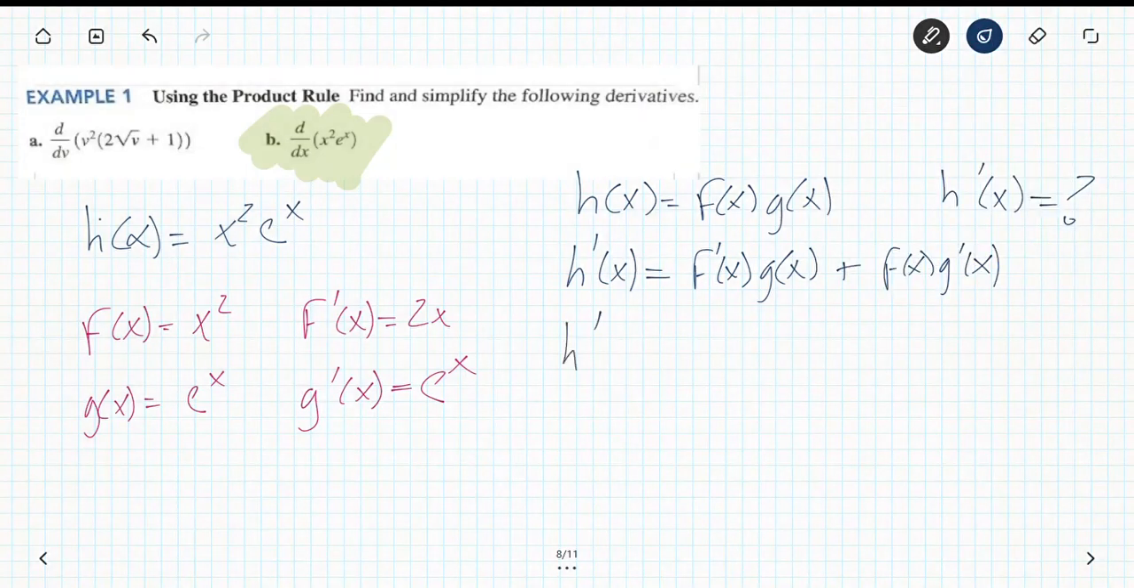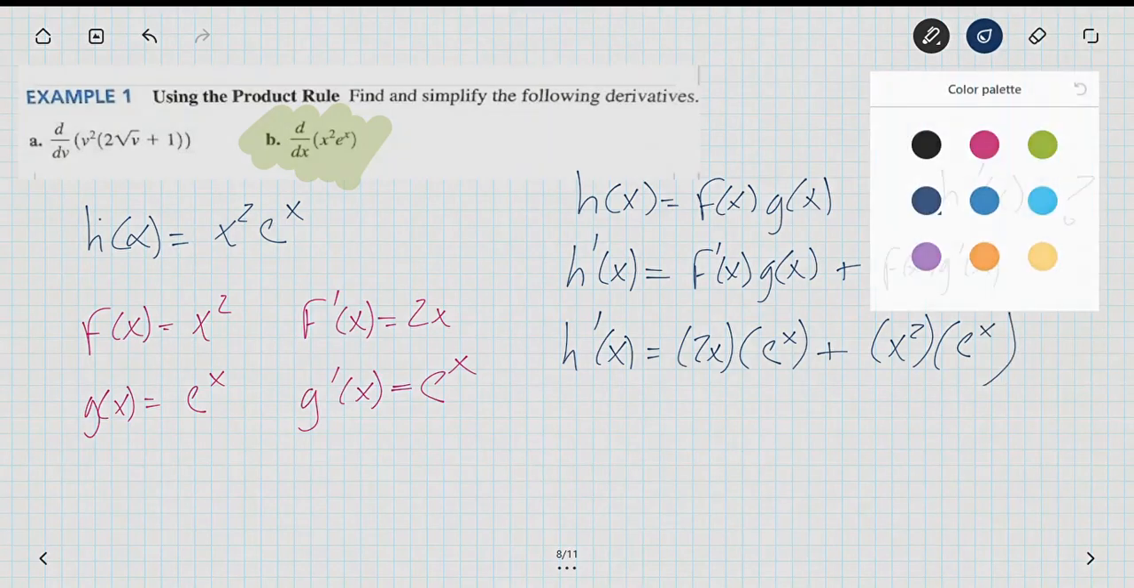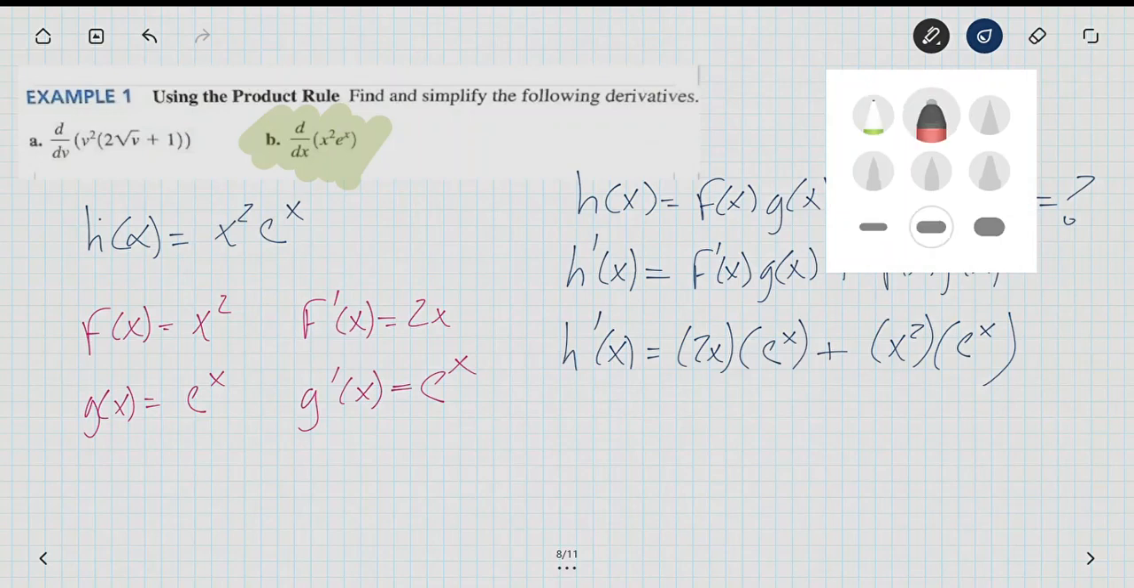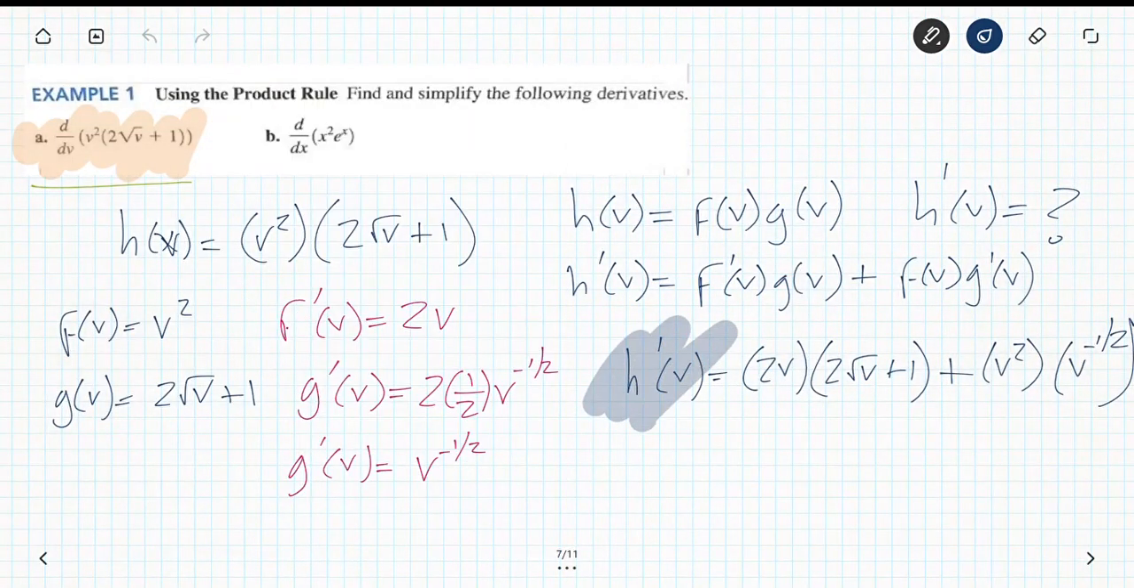So h prime is going to be 2x, because that is f prime, and then e to the x, plus x squared, and then g prime of x was going to be the same thing. Okay, so that's it. That is going to be our answer, which we're going to highlight right here. Let me go back and highlight my other answer too, just to make things neat.